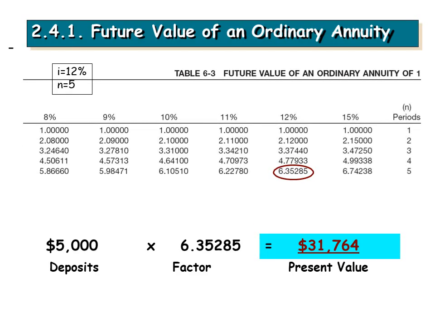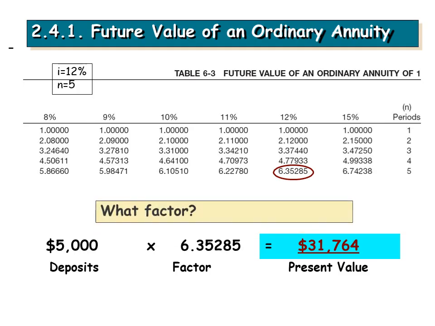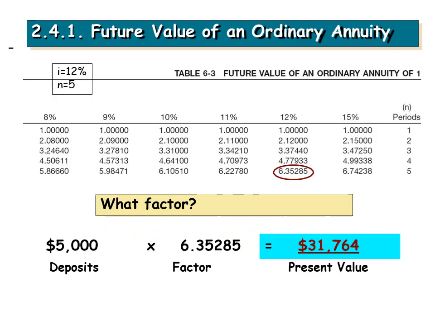Look, how can we search using the table? Then our table shows a factor of 6.35285, and our deposit or present value is 5,000.